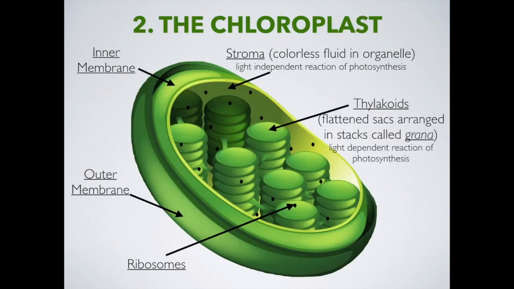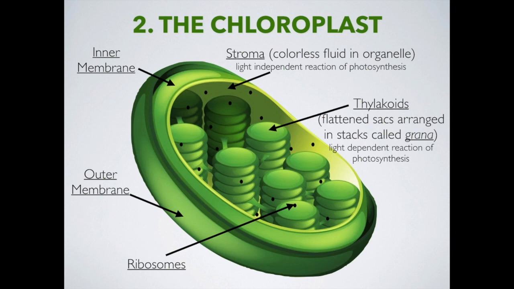Here's the chloroplast. You can see on the left-hand side we have the outer membrane, inner membrane, and then on the inside, we have the stroma. The stroma is kind of like the cytoplasm inside this organelle. It's a colorless fluid, and this is very important because we're going to talk about this on the next slide. We're going to talk about this in a moment, but it performs something called a light-independent reaction of photosynthesis.